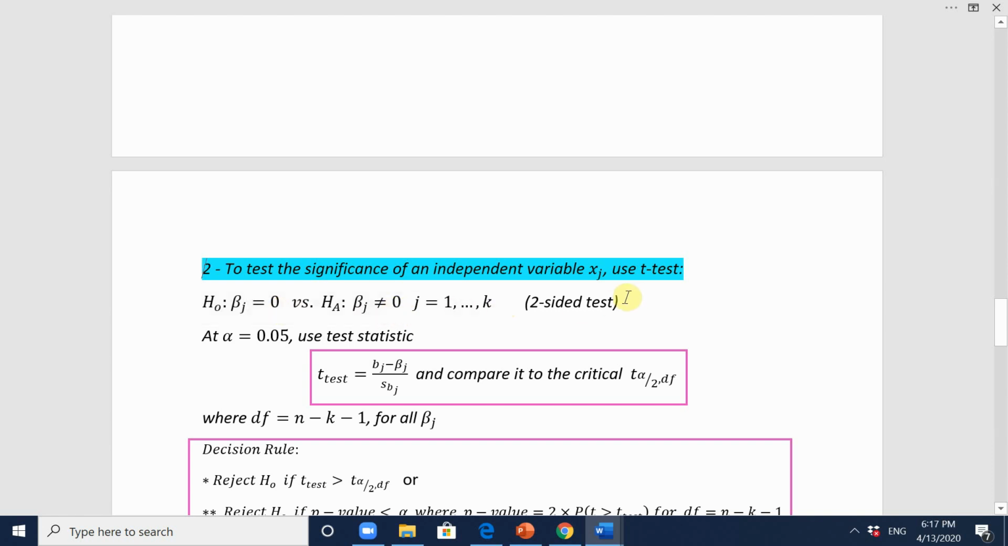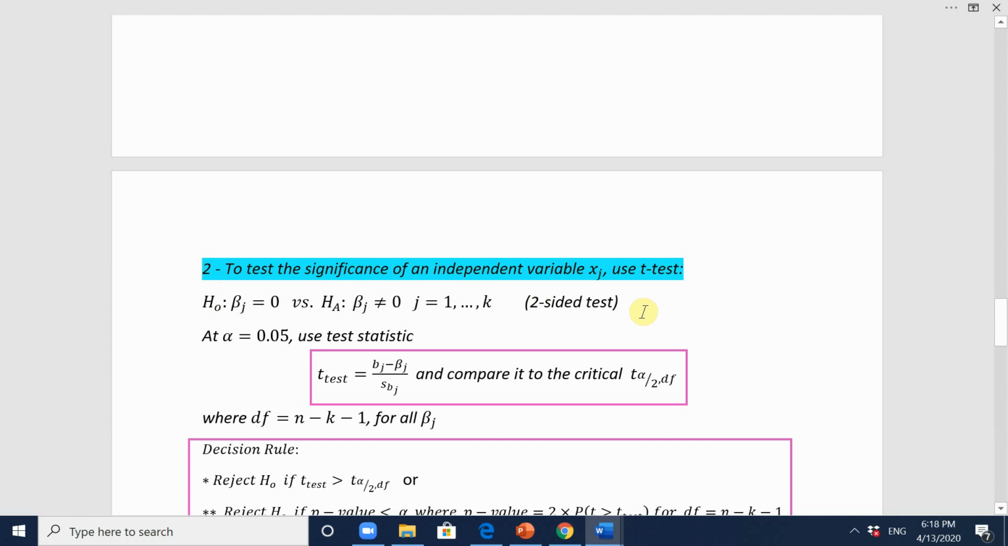Mind you though, this can also work for a one-sided test, depending on what you're being asked. But if I am simply testing for the significance of an independent variable and not testing for anything else, like if the slope is positive or negative, so if I'm simply testing if an independent variable is significant or not, then this is the format to use right here. And so it is a two-sided test.